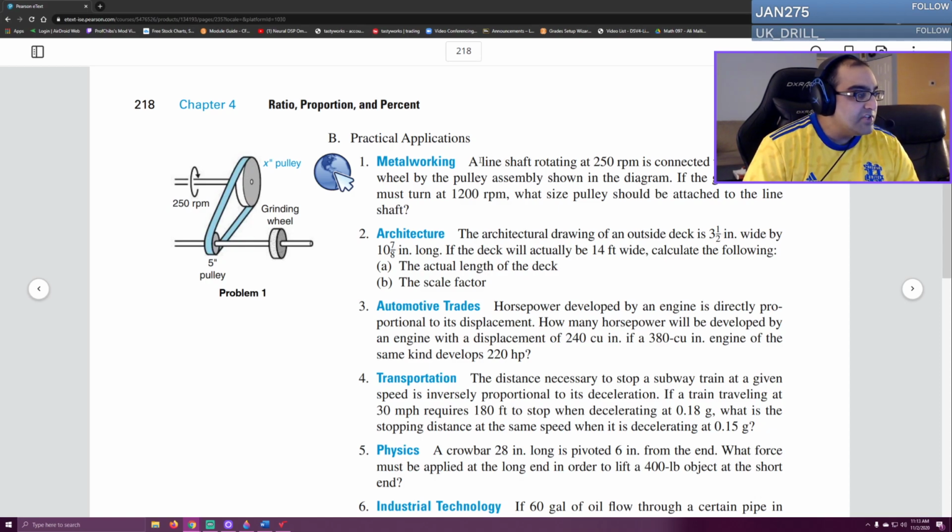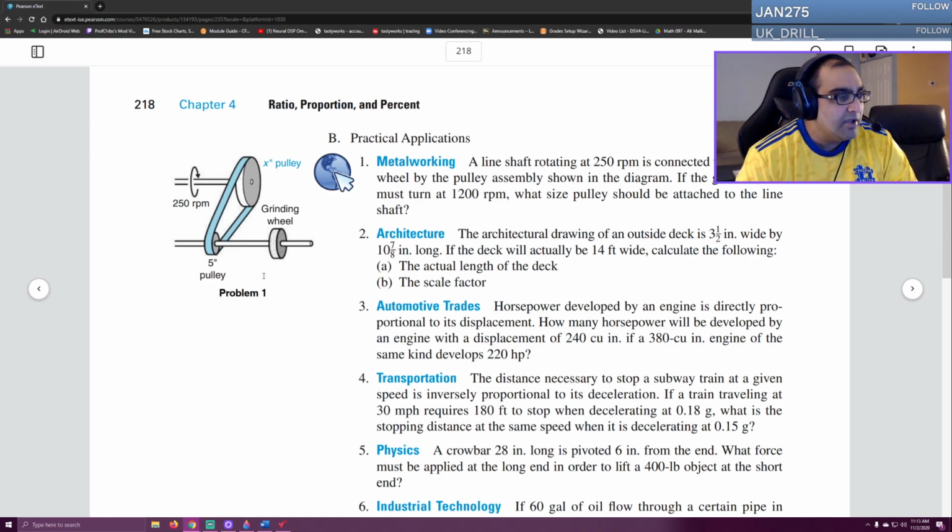It says a line shaft rotating at 250 RPMs is connected to a grinding wheel by the pulley assembly shown in the diagram. If the grinder shaft must turn at 1200 RPMs, what size pulley should be attached to the line shaft? Okay, so let's take a look at the picture. This is rotating at 250 RPMs, and we have this particular grinding wheel going at 1200 RPMs, again with the 5-inch pulley. We want to know what this pulley is going to be, at least the diameter of that pulley.